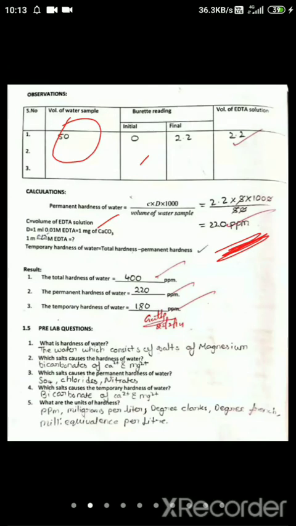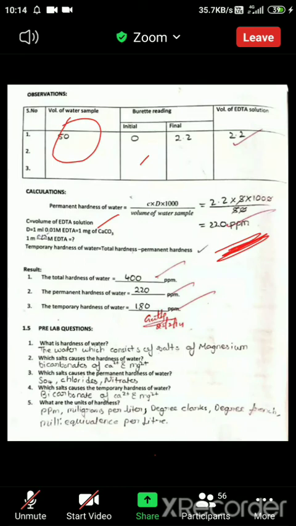What is temporary hardness, please? Kalyan, what is temporary hardness, Kalyan? You know permanent hardness, you know total hardness. Hello? Yeah, Kalyan, what is the value of temporary hardness? We should calculate total hardness minus permanent hardness. Temporary hardness is equal to total hardness minus permanent hardness. Yes, sir.